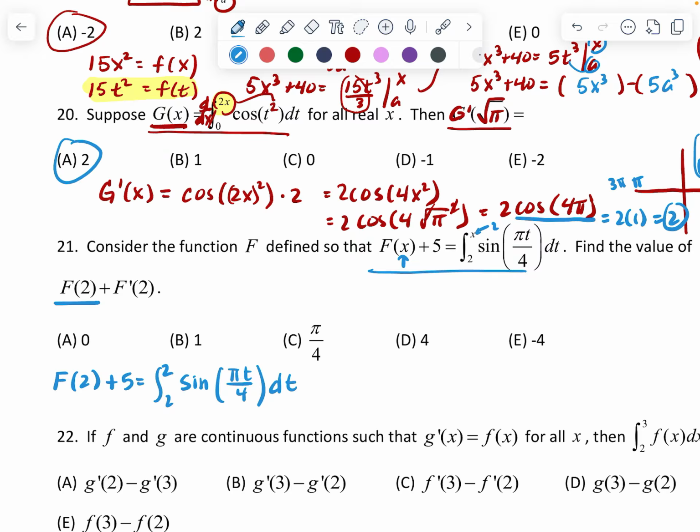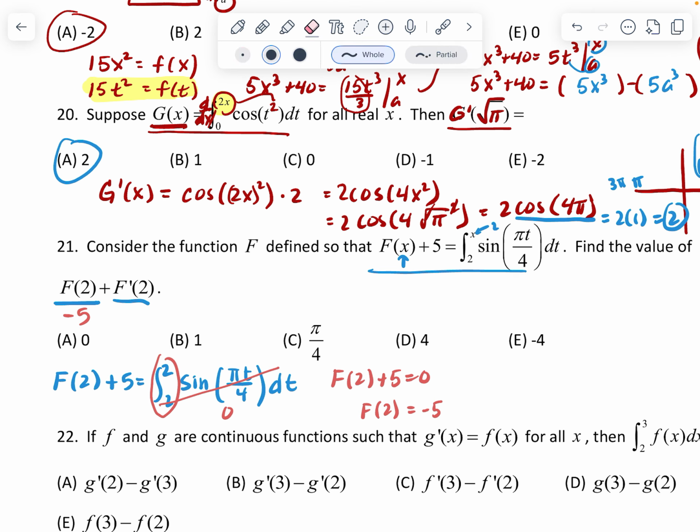Now something cool here that I see, if I'm integrating from 2 to 2, remember this was one of our rules, all of this is just going to equal a big fat 0. So now I really have f of 2 plus 5 equals 0. If I subtract the 5, that means f of 2 is -5. Okay, so this guy here is -5. Now, I still need to find f prime of 2, and then I'm going to add them together, and that'll give me my answer.